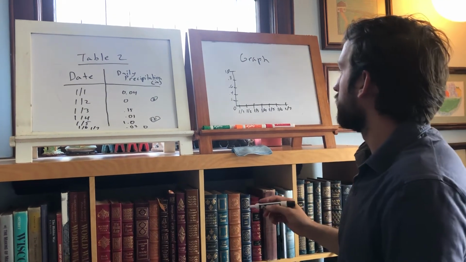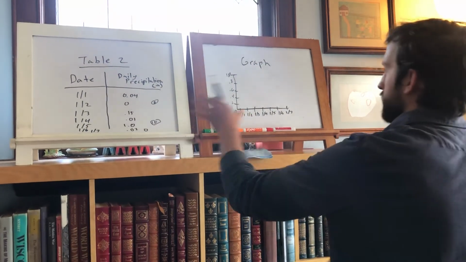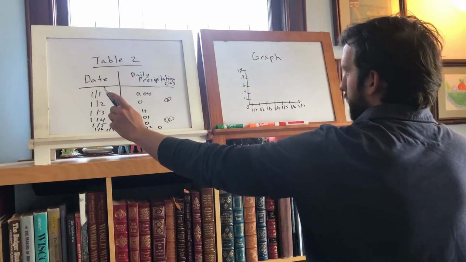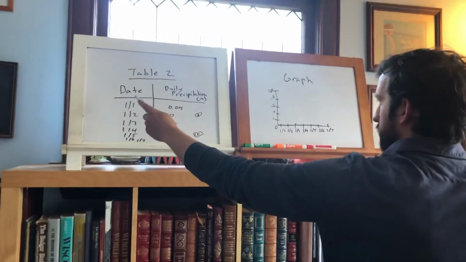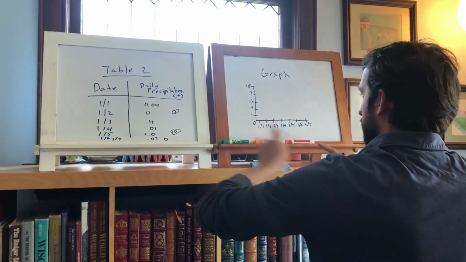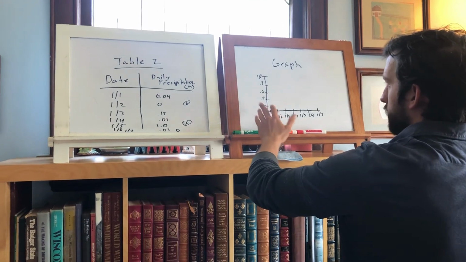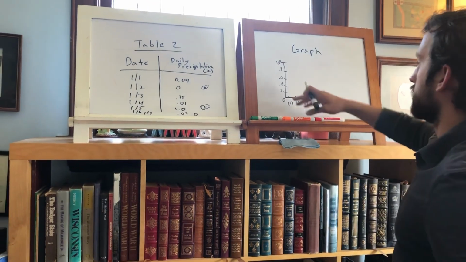And now the next thing is, okay, how are we going to put this information into here? What you want to look at is first the information on the left side, being the days. And you find that on this side. And then the amount in inches goes vertically.